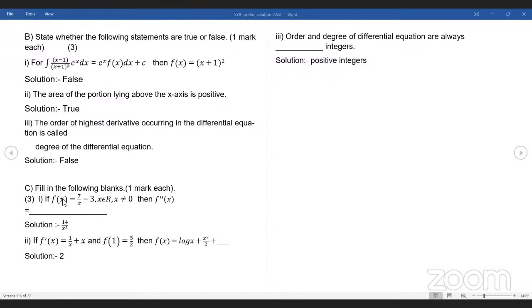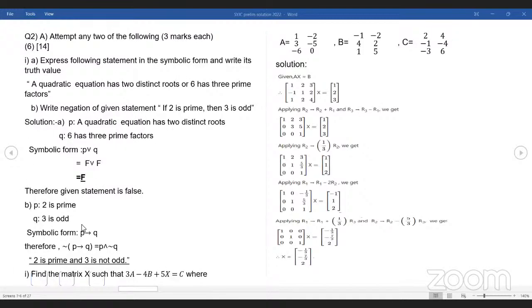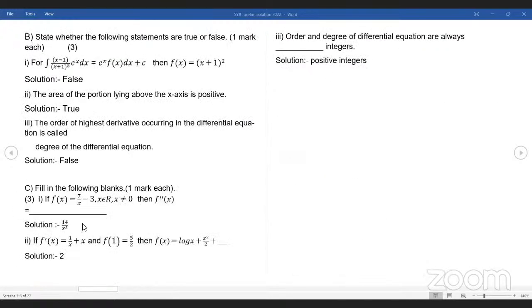Fill in the following blanks. If f of x equal to 7 upon x minus 3, as x belongs to R, x is not equal to 0, then write second order derivative. So again, you will write here calculation, and after that you get your answer. Write it 14 upon x cube, with negative sign. It having 14 upon x cube only.